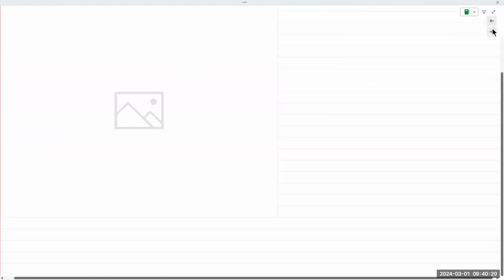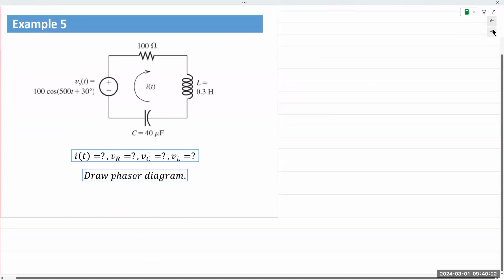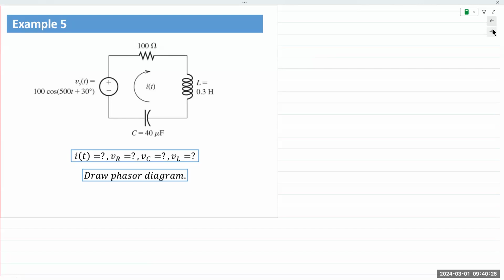All right. Example 5. I have 20 minutes to get through this. If you need to leave right at 10, you can do so. If I am not done with this entire problem by then, I will continue on and record the entire solution.